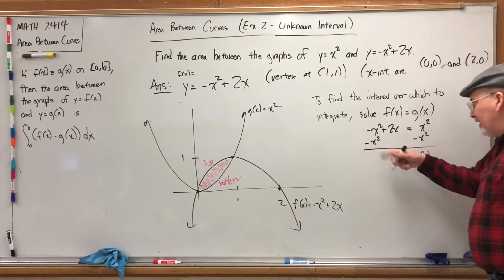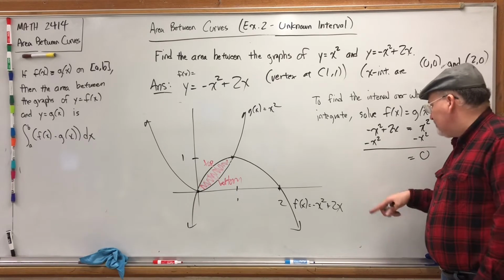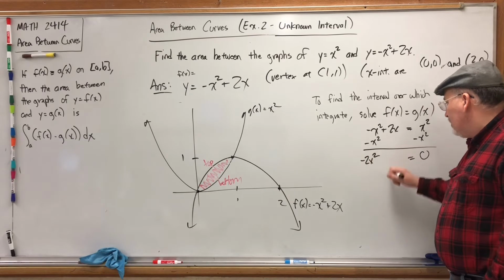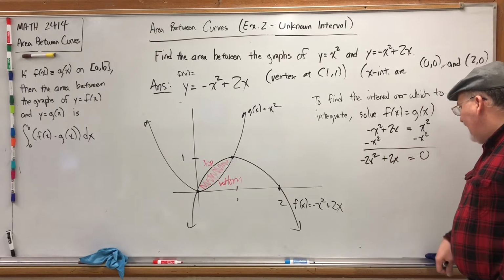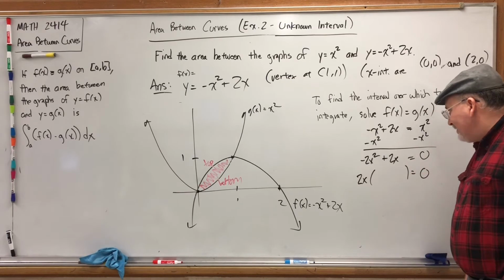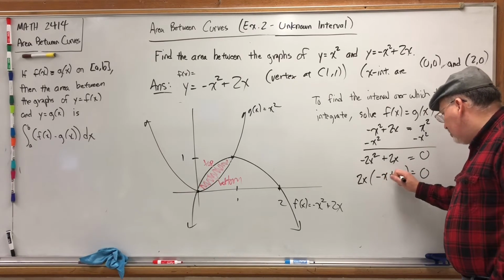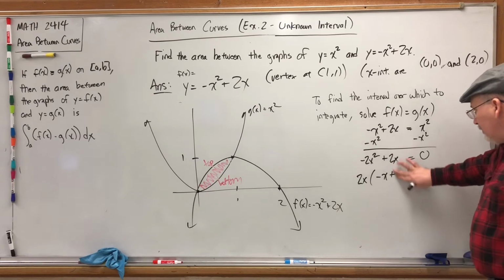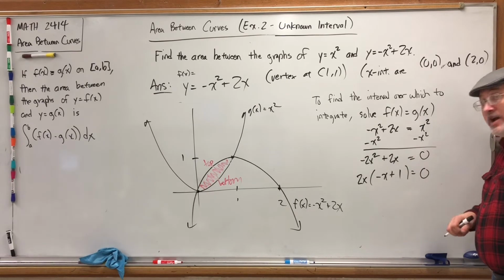Personally, I prefer to keep my x squareds positive, but I can handle negatives just as easily. Negative x squared and negative x squared is negative 2x squared plus 2x, and I can factor a 2 and an x out of this. And when I do, I'll be left with negative x plus 1.